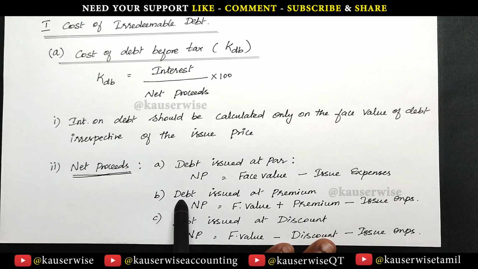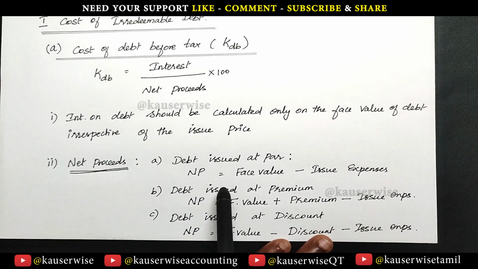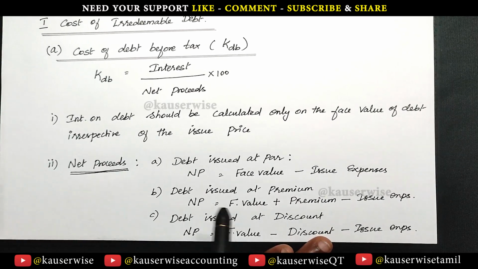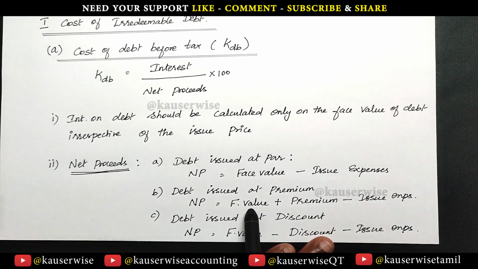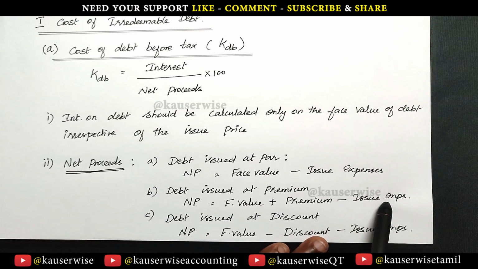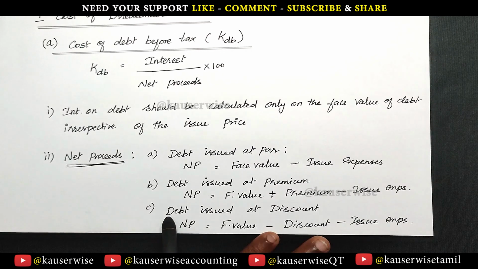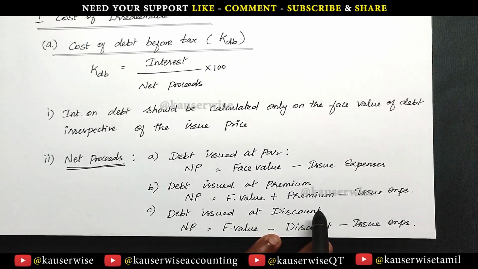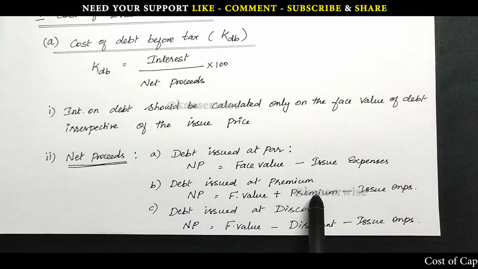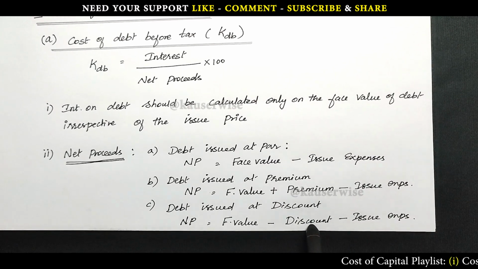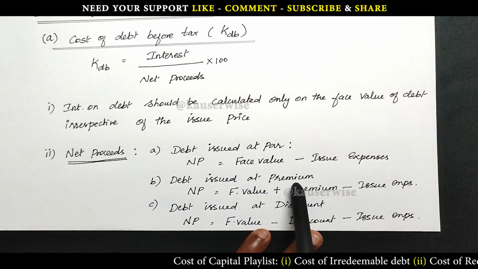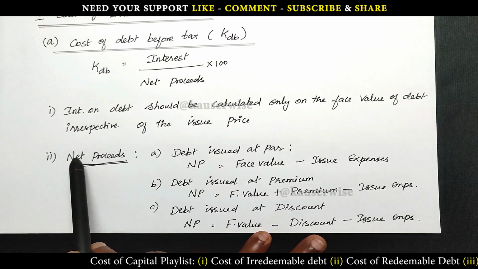Number two, debt issued at premium. In case of premium, the premium has to be added along with the face value. So net proceeds is face value plus premium minus issue expenses, if any. The third case is debt issued at discount. In case of discount, it has to be subtracted from the face value. In case of premium, add; in case of discount, minus; and then minus issue expenses. So these are the three possibilities to find out net proceeds.